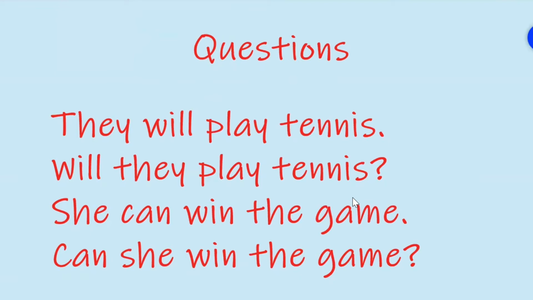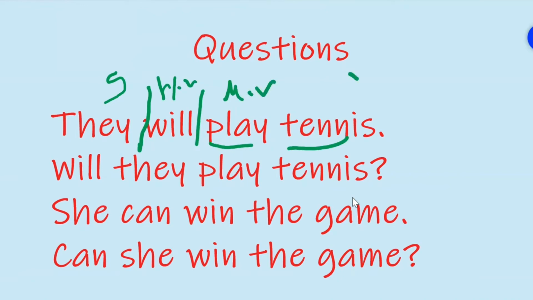We just make an inversion between the subject and the helping verb. That is to say, look for example at the sentence: They will play tennis. They, this is the subject of the sentence, and will, this is the helping auxiliary, and play, this is the main verb. Tennis, this is the object of the sentence. We just make an inversion between they and will. So, will they play tennis?